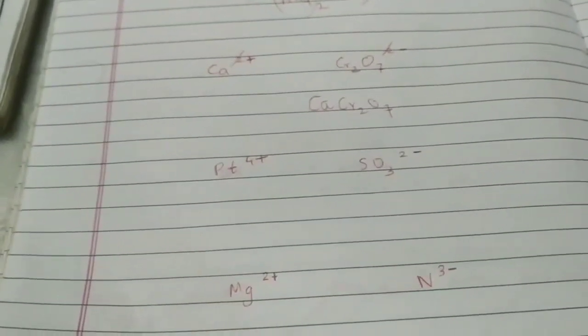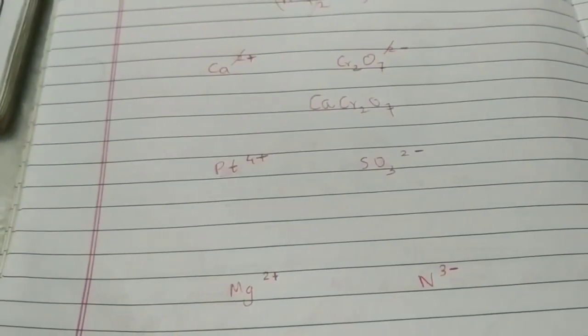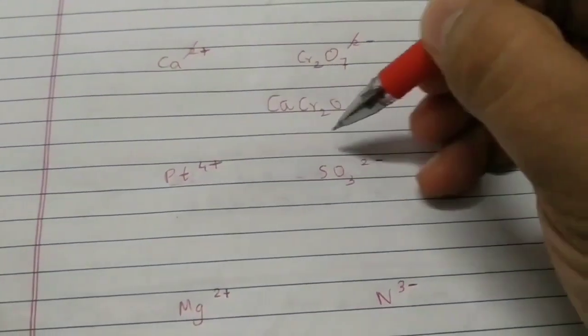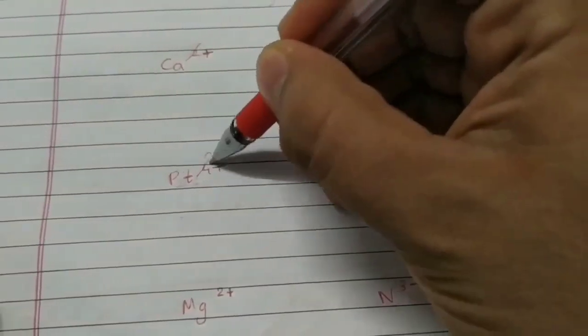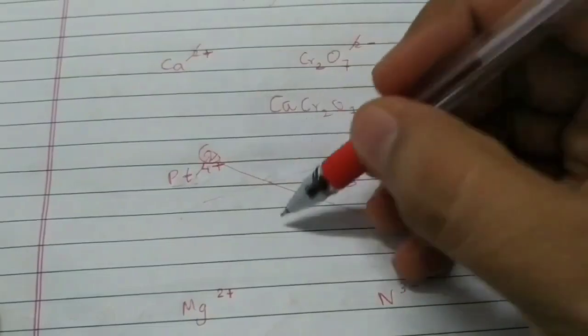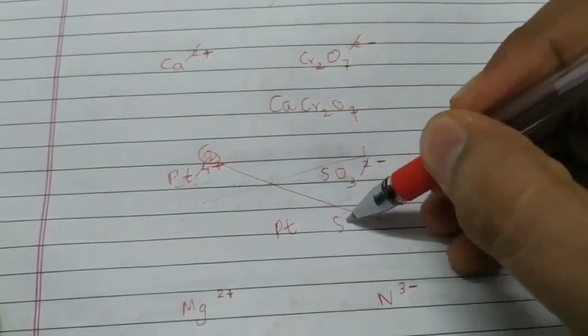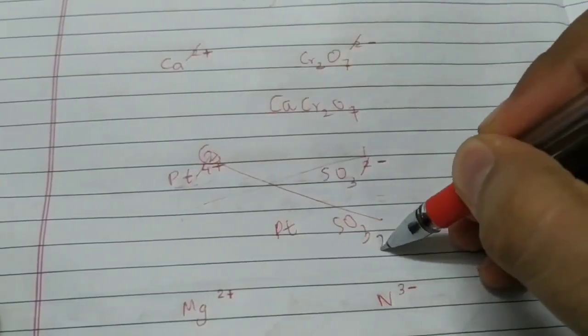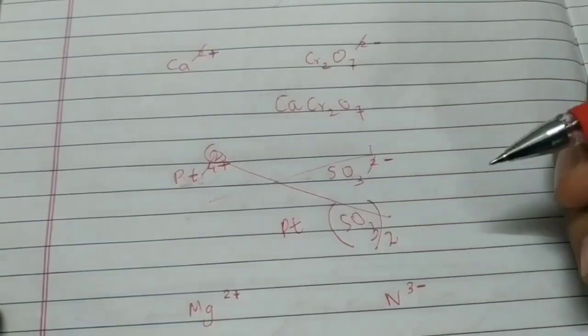Next, what about platinic sulfite? First, we'll try to reduce the numbers if it's possible. Yes, it is. So 2 1s and 2 2s. So now this 2 comes down and the 1 comes down here. 1 we need not write. So I'll just write Pt and sulfite SO3, and the 2 is for the entire ion. So I'll have to use brackets.